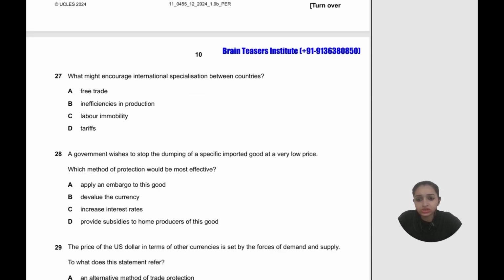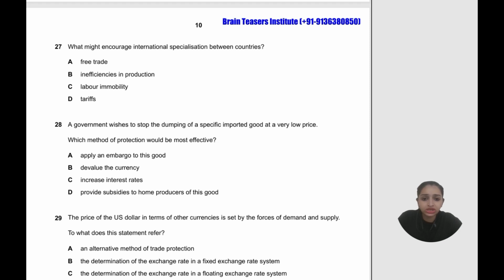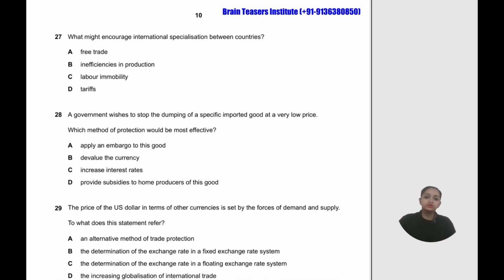Then next question is, what might encourage international specialization between countries? Now, international specialization, we know that it is always free trade that encourages specialization, because absolute advantage, comparative advantage, that theory applies here. So A becomes an answer.